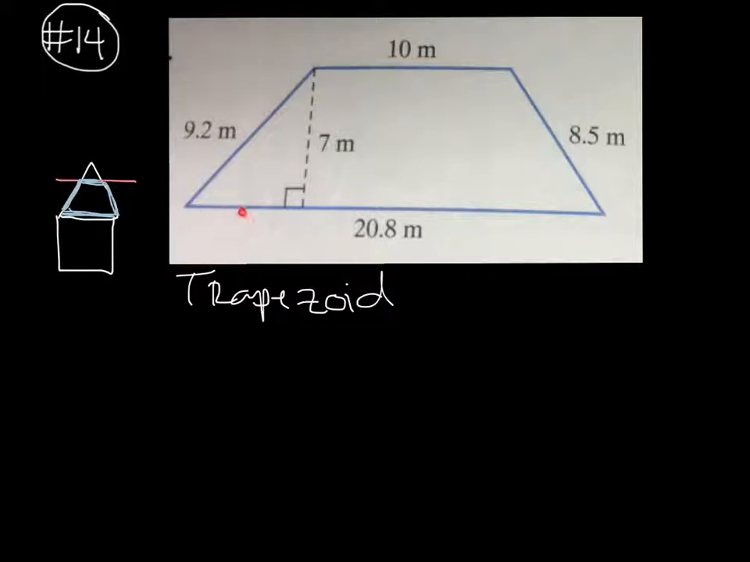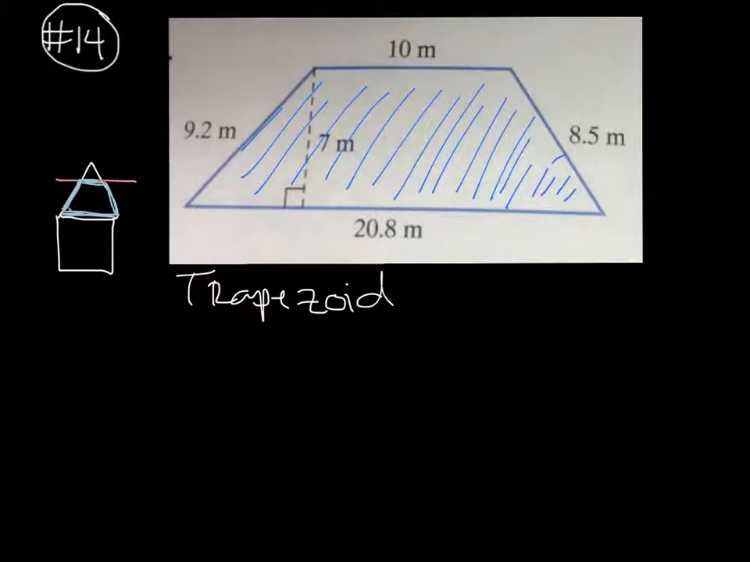So here's one base, which is obviously the longest. Here is another base, that's our B1, B2. We're given a height, 7 meters, and here we're given this length and this length. So the goal is to find the area of the trapezoid. And again, area is just the filling of this shape, this polygon. So in this case, a four-gon.